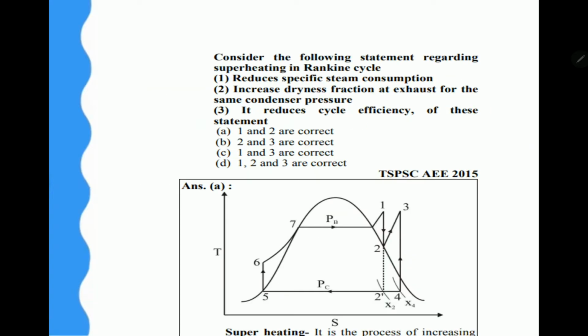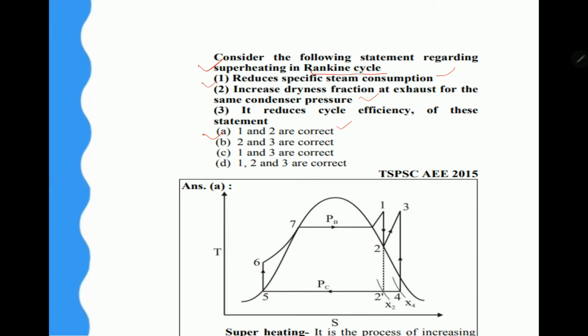Well, check the following statement about Rankine cycle with superheating. Option first, reduces specific steam consumption and increases dryness fraction at exhaust for the same condenser pressure. Our right answer is option A. Options 1 and 2 are correct.